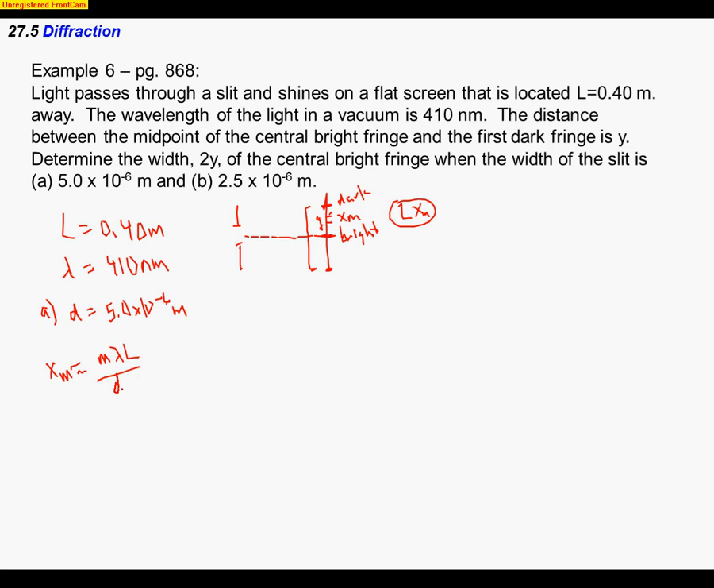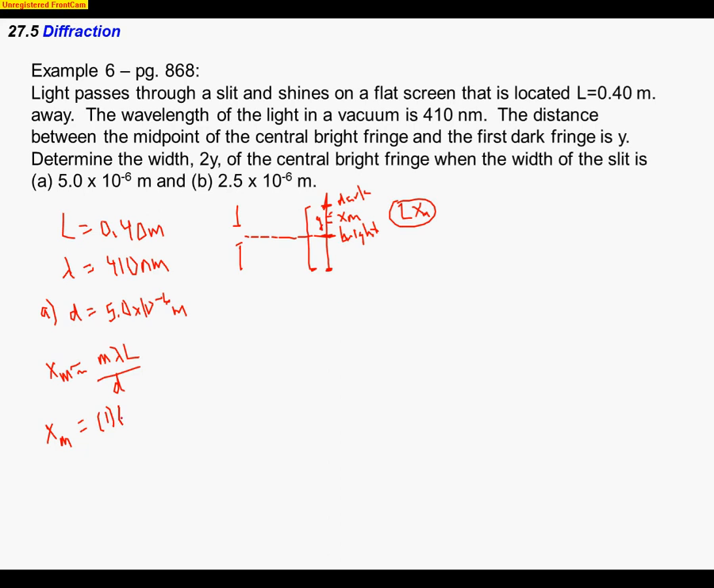And we can be fairly sure that this approximation is okay in this case because our screen is 0.4 meters away and our slit is very, very small. So it's likely that we're going to get a bright fringe here that's much smaller than 0.4 meters. And so this approximation will be okay. So if we can find xm, then we just need to double it to find the width of the bright fringe. We're looking for the first dark fringe here, so our m would be 1.